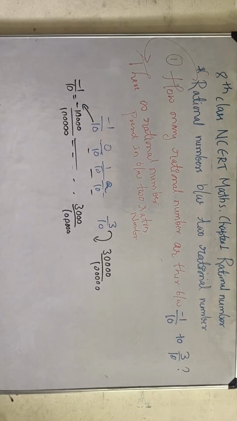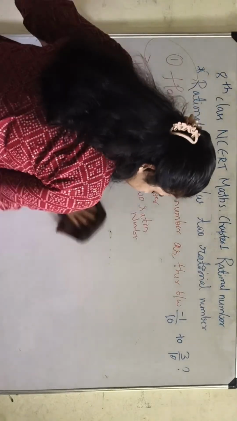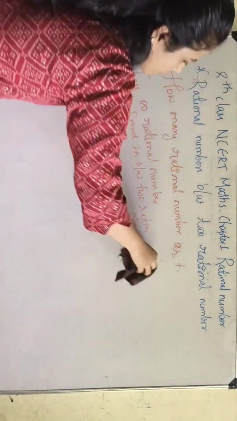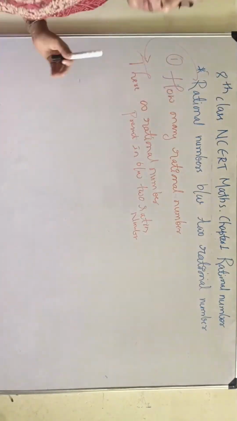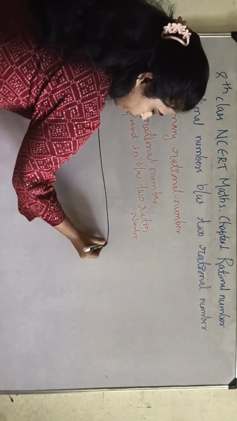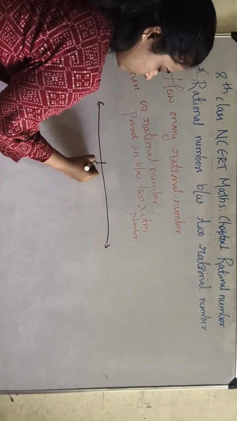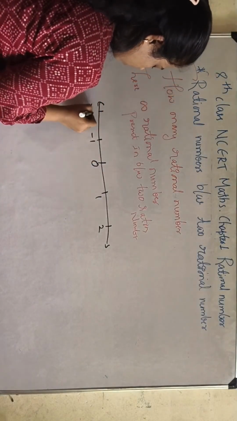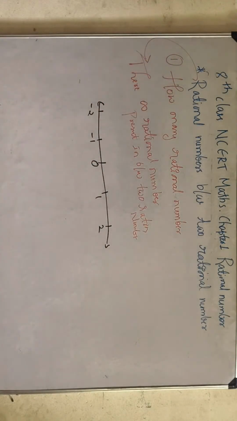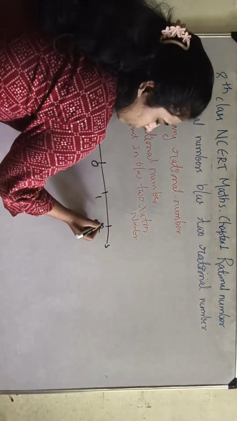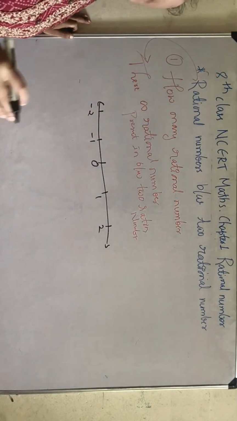Or else in a simple way, if you want, that also I will explain. See, in a simple way, if you are not understanding this also, I will explain one more way. See, take this number axis. This is 0, this is 1 and this is 2, and minus 1. One more way to represent. Okay. Here 1 and 2 are two rational numbers.